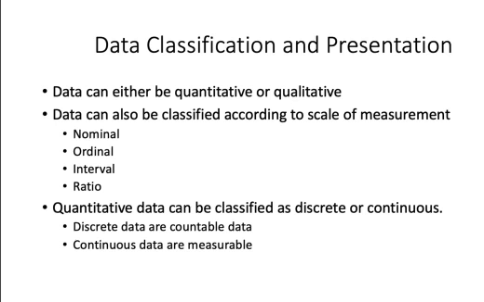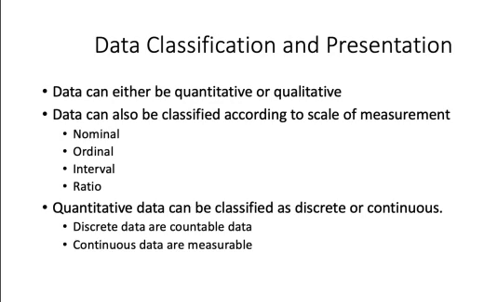Now, for research design, I won't give you a review because I already have given you a review on research design. So just go back to the review that I gave you on research design. And so the last will be data classification and presentation. And we told you that data can either be quantitative or qualitative. And data can also be classified according to scale of measurement, the nominal, the ordinal, the interval, the ratio. Just go back to my lecture to understand the definition of these scales of measurement.